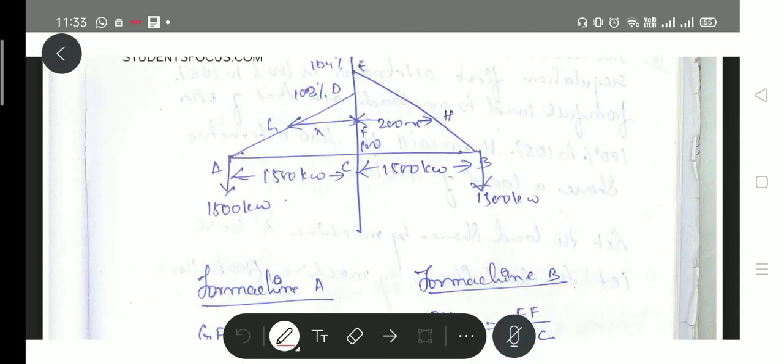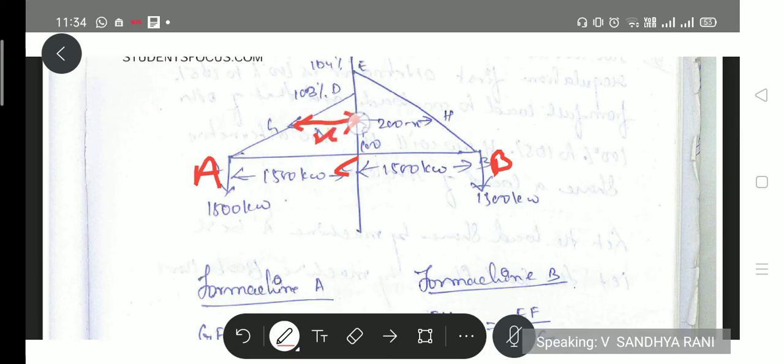Here I am taking A to C is 1500 kilowatts and B to C also 1500 kilowatts. This is X, the load shared. This is the 200 minus X. These points I am taking G, F, H.